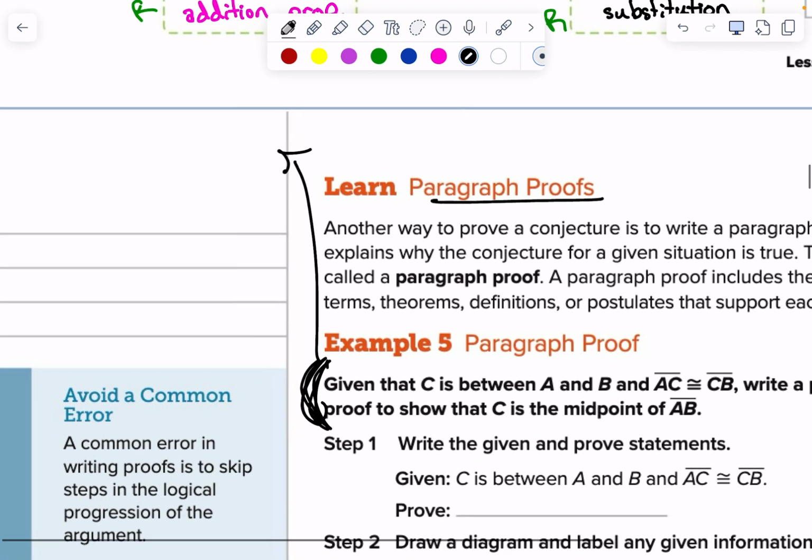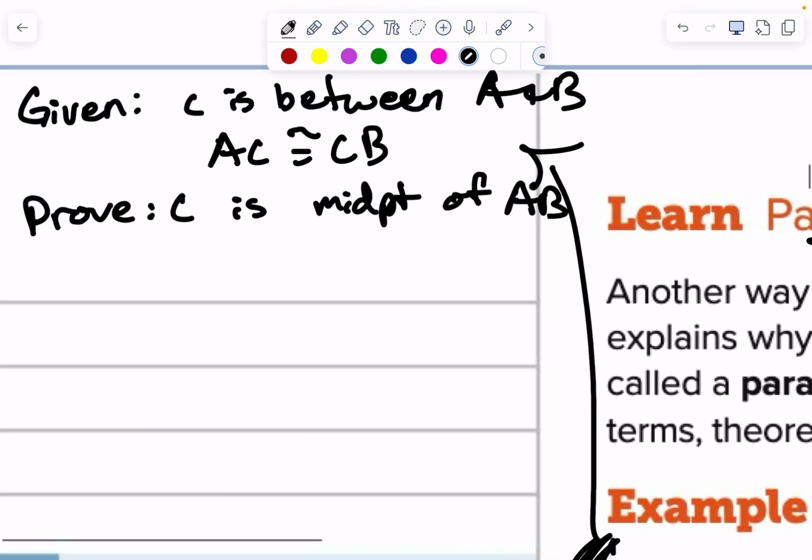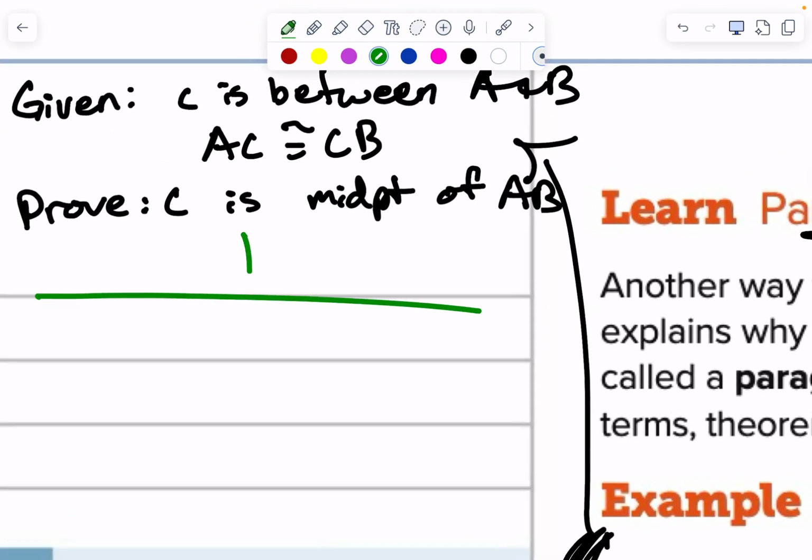Okay. We are given 2 pieces of information. We know that C is between A and B. And we know that AC is congruent to CB. Those are 2 pieces of a given, and what we're trying to prove is that C is the midpoint of AB. That's what we're trying to prove. We don't even have a diagram for it. That's all of the stuff that we have. Okay?